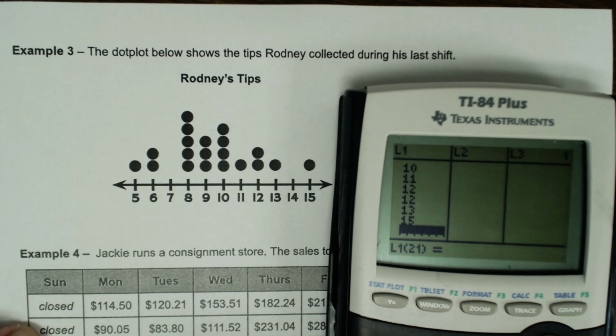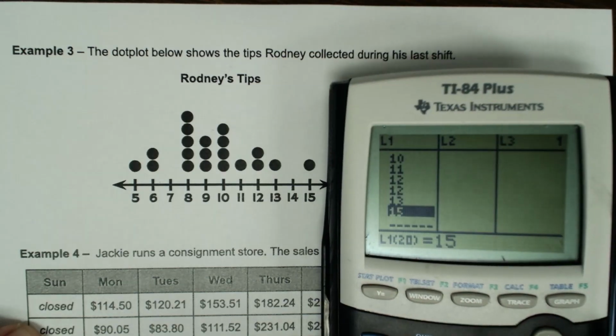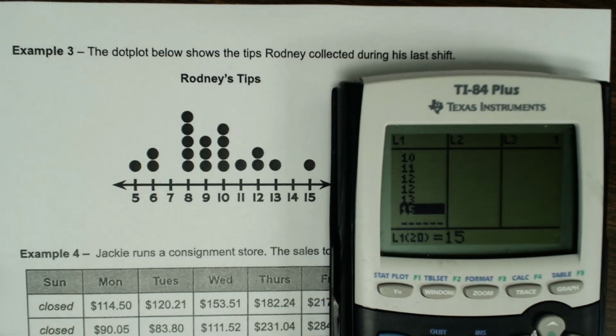If you count up the number of dots, there are 20 dots total. And that last number I typed in is the 20th number. So that tells me that I've typed in the correct number of numbers. That also tells me that in total, Rodney waited on 20 tables and got 20 tips.